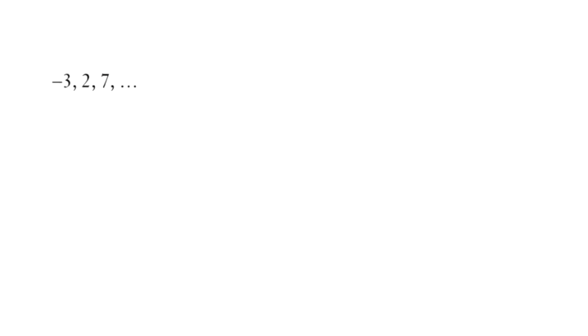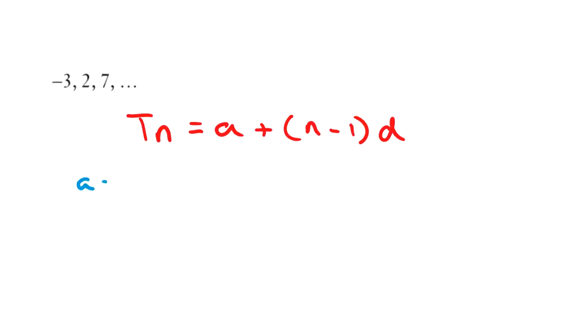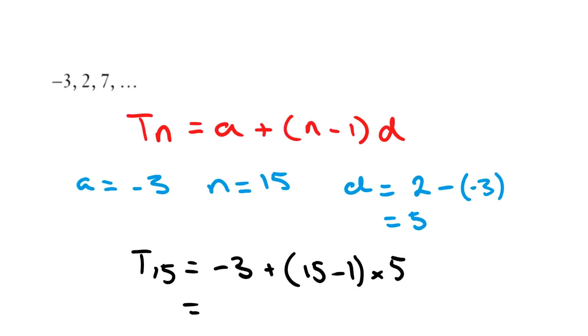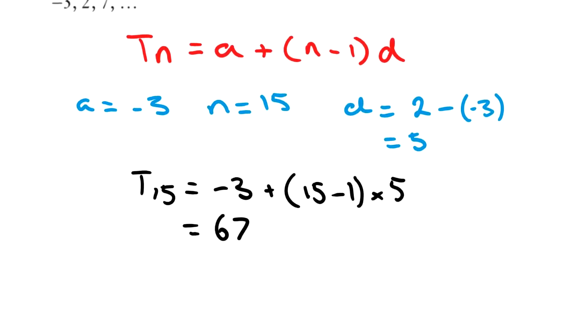We're going to do the same thing here. I'll write out the formula. It's good practice to write out the formula often, so you start to get your head around it and you don't forget it. It's a form of study. So again, a equals -3, n equals 15, d is going to be 2 take away -3. Remember, when you have a negative and a negative, that creates a positive, so this will be 5. So T15 is going to be -3 plus 15 take away 1 times 5, and that comes out as 67.